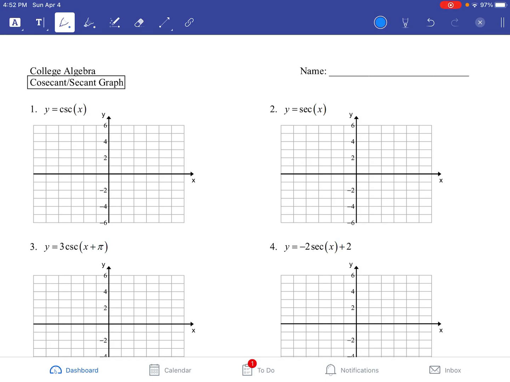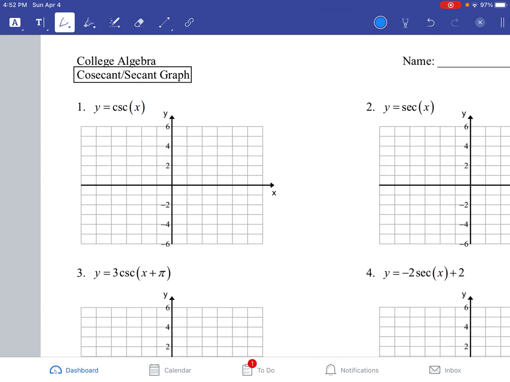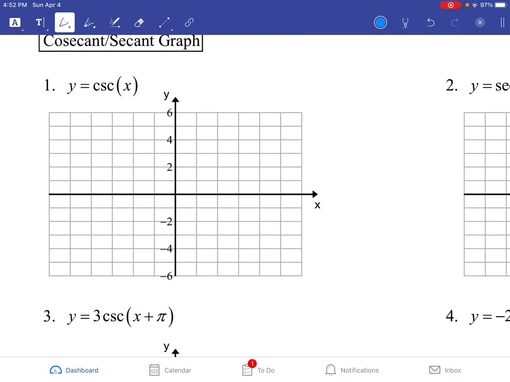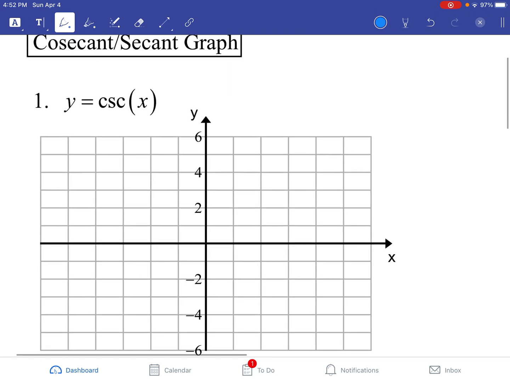So today in college algebra, we're going to be looking at graphing cosecant and secant. All right, now I've been telling you for over a week, if you can graph sine and cosine, then cosecant and secant should be pretty easy. Okay, if you remember for cosecant, this is the first one. Cosecant is the same thing as 1 over sine. So what we're going to do is graph the sine function instead of the cosecant function.